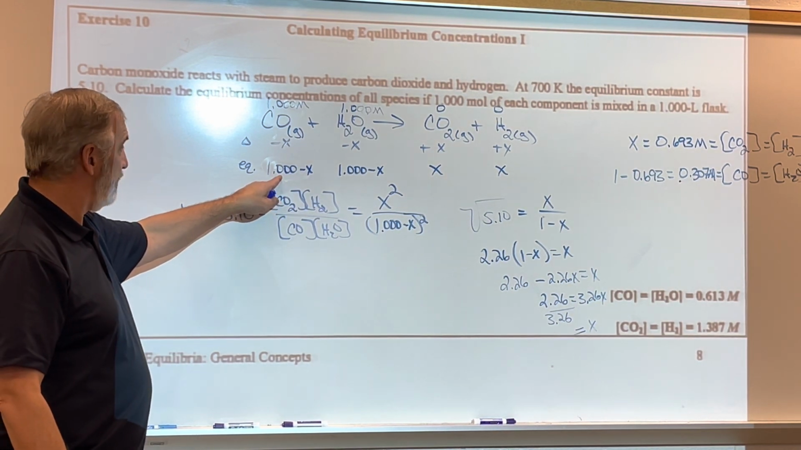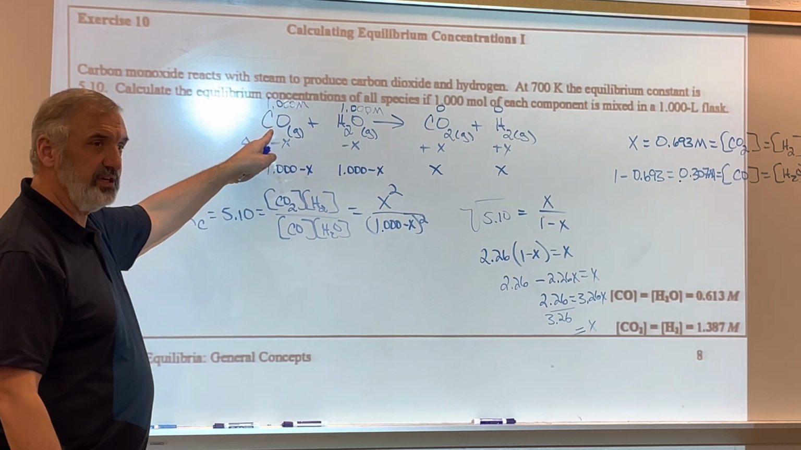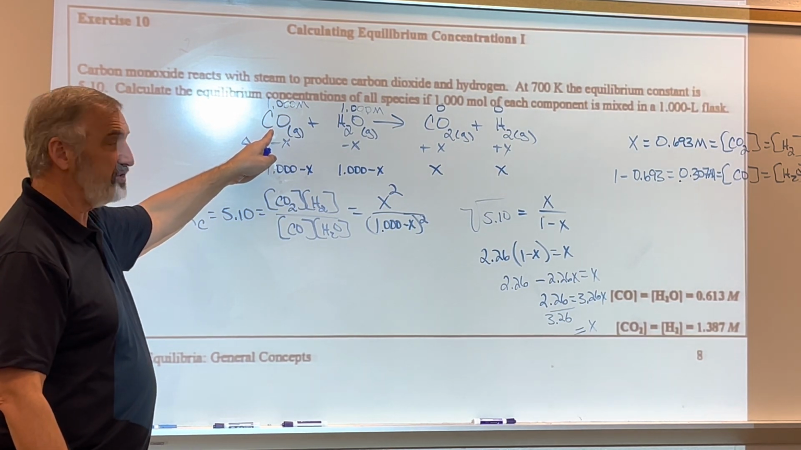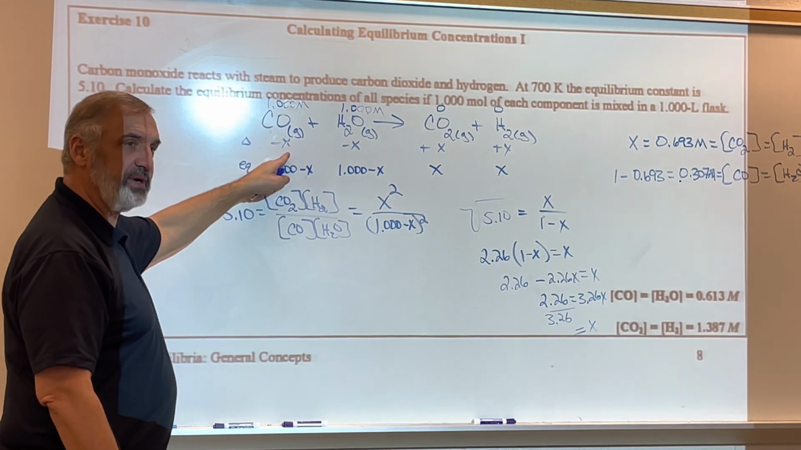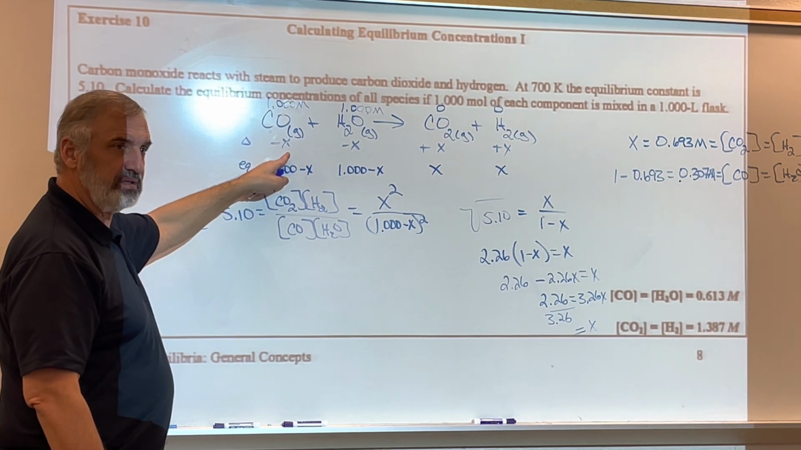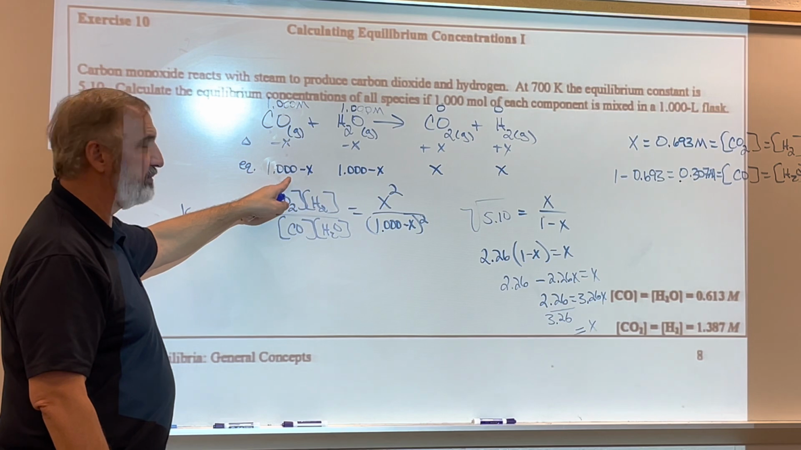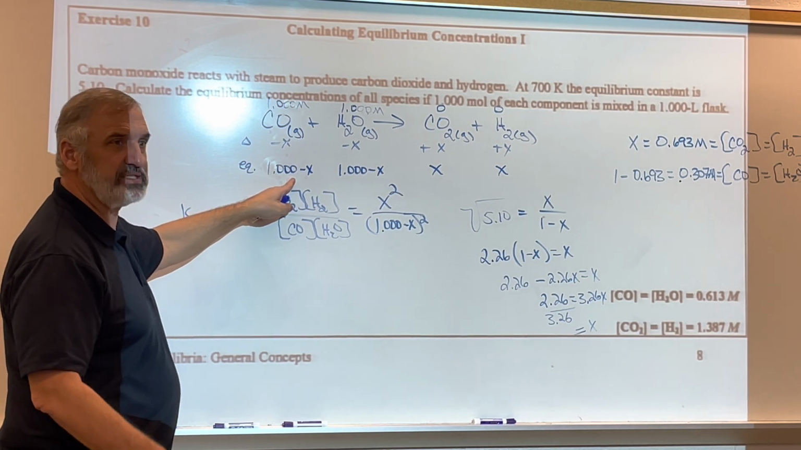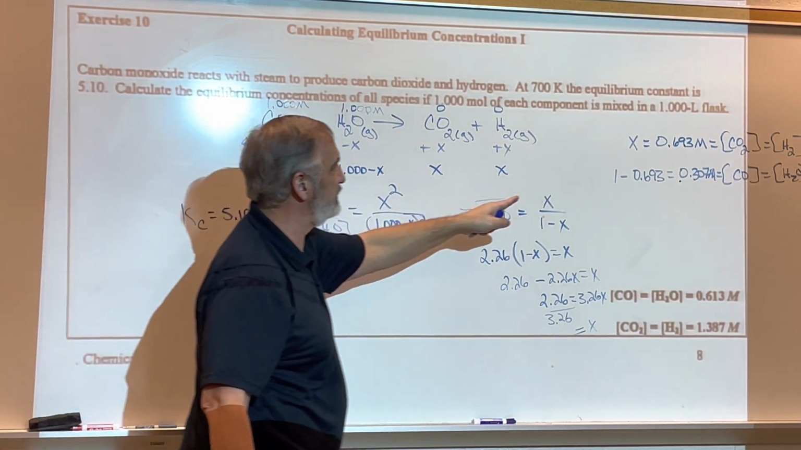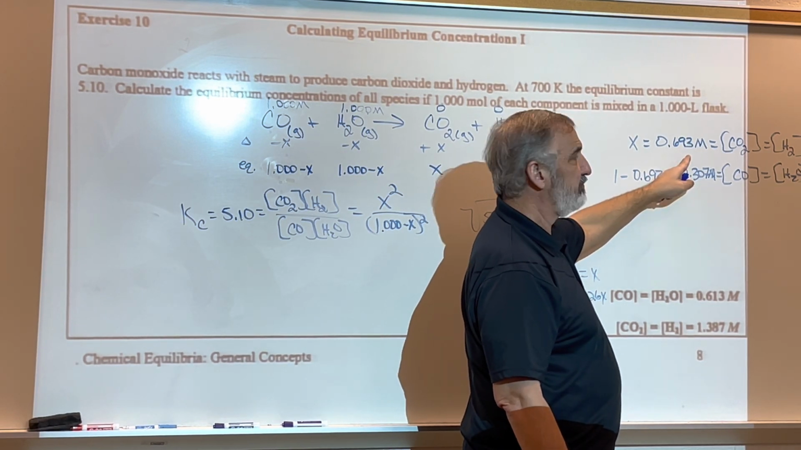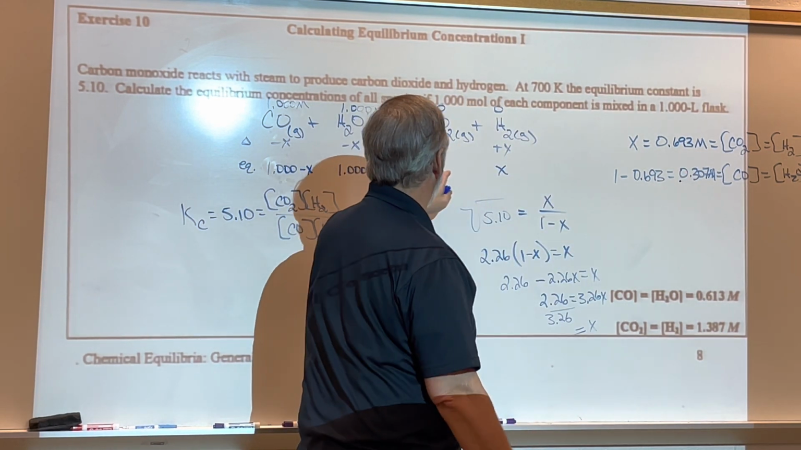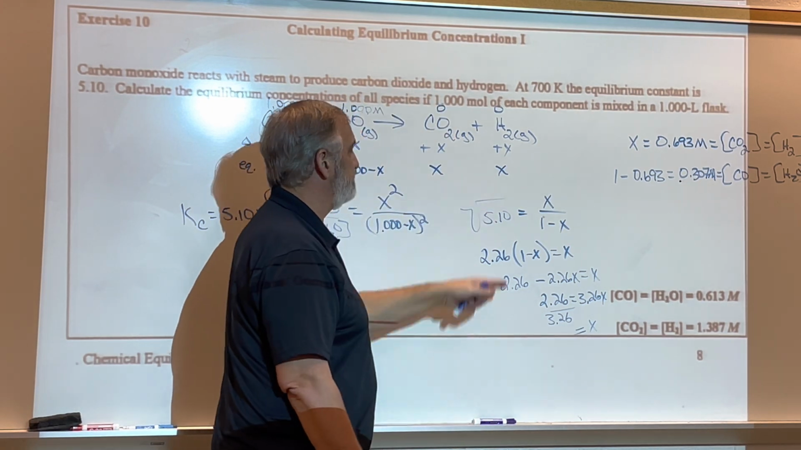Matthew, 1 minus x was what we said the CO concentration was going to be. Why is it 1 minus that? Because you start with 1, but x amount reacts. So at equilibrium, we're going to have 1 minus however much reacted. Well, we figured out how much reacted, 0.693, because these were 0 and now they're 0.693.